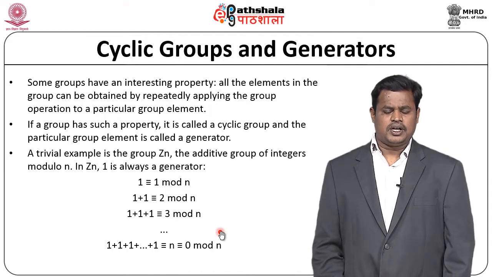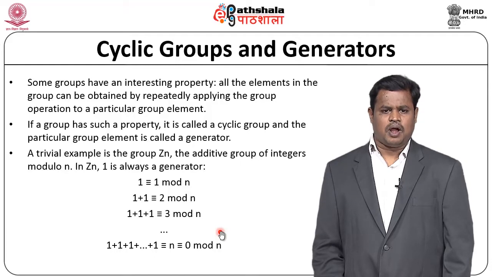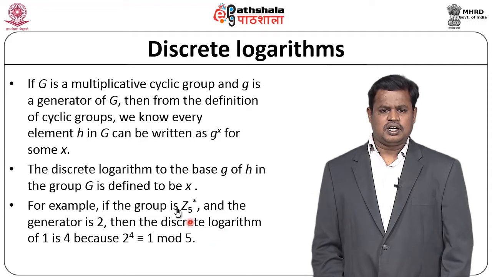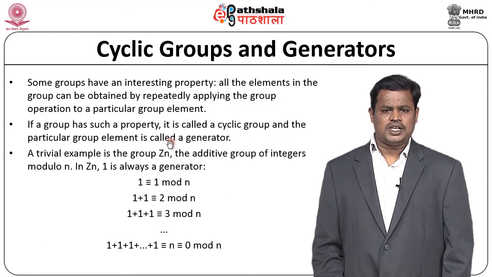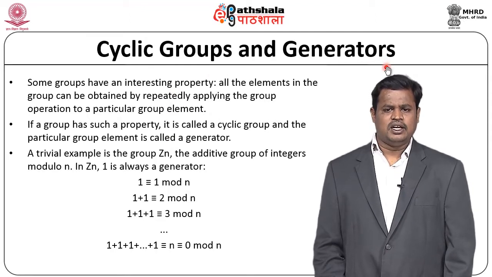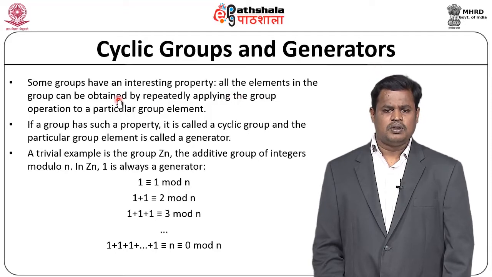Before going to understand this discrete logarithmic problem, we already know that the discrete log is generated with the help of our multiplicative cyclic group and a generator of G. So, we need to understand about the cyclic group and generators. What is a cyclic group and what is a generator? How can we identify a generator?